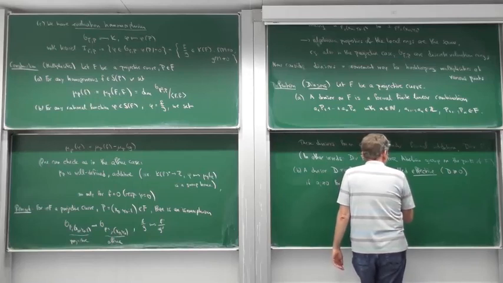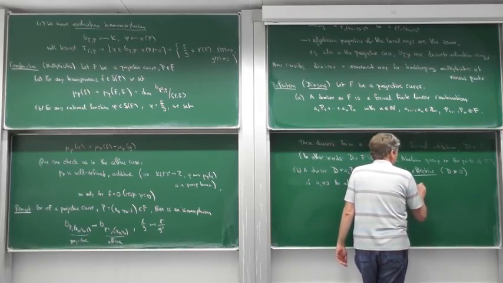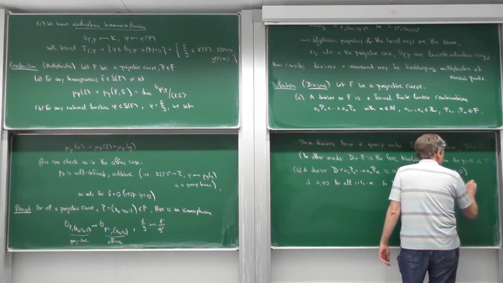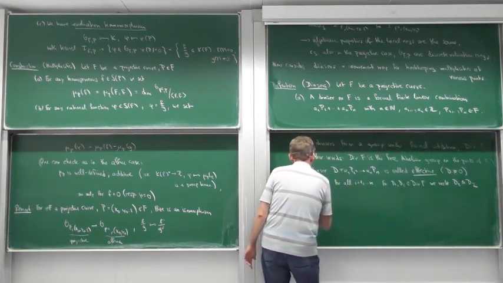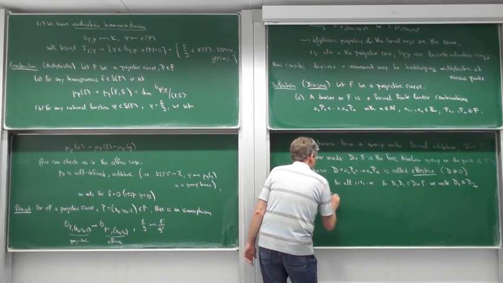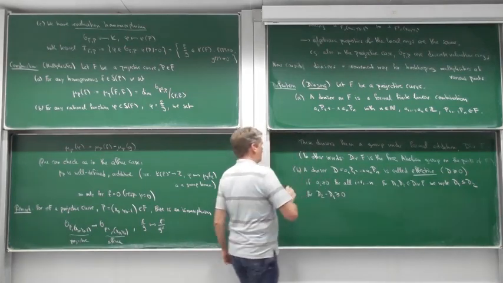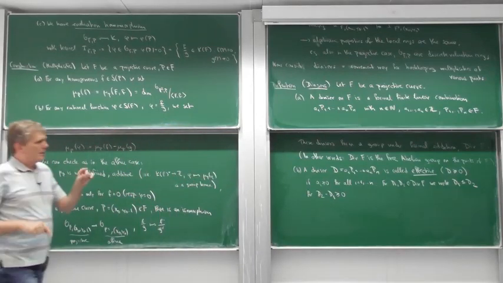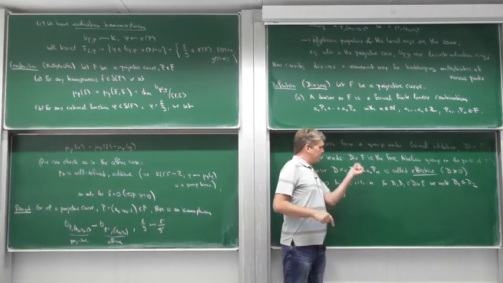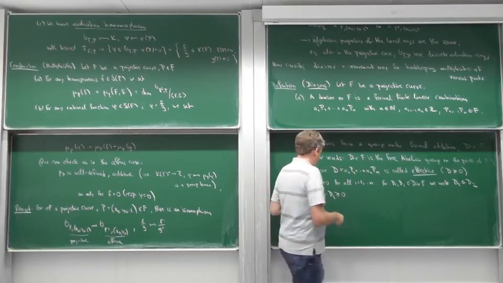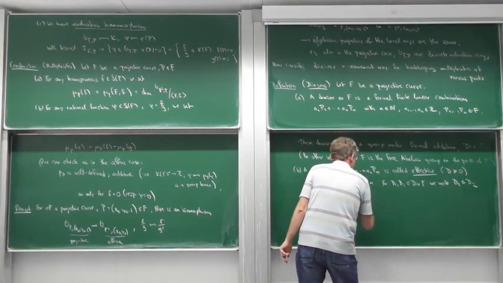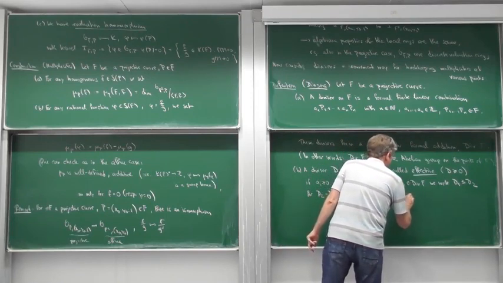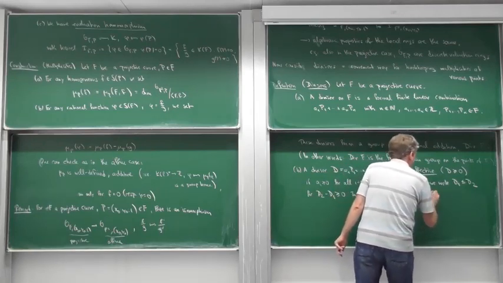So for D1, D2 divisors in div F, we write D1 less than or equal to D2 if D2 minus D1 is effective, that is, greater than or equal to 0. That defines a partial order on div F, which means that one divisor is less than or equal to another if for every point the coefficient in the first is less than or equal to the coefficient in the second.